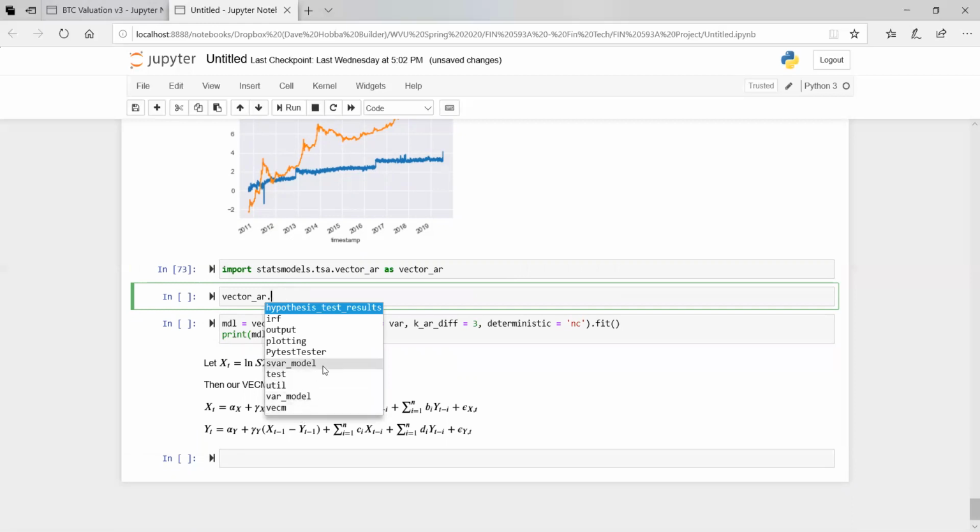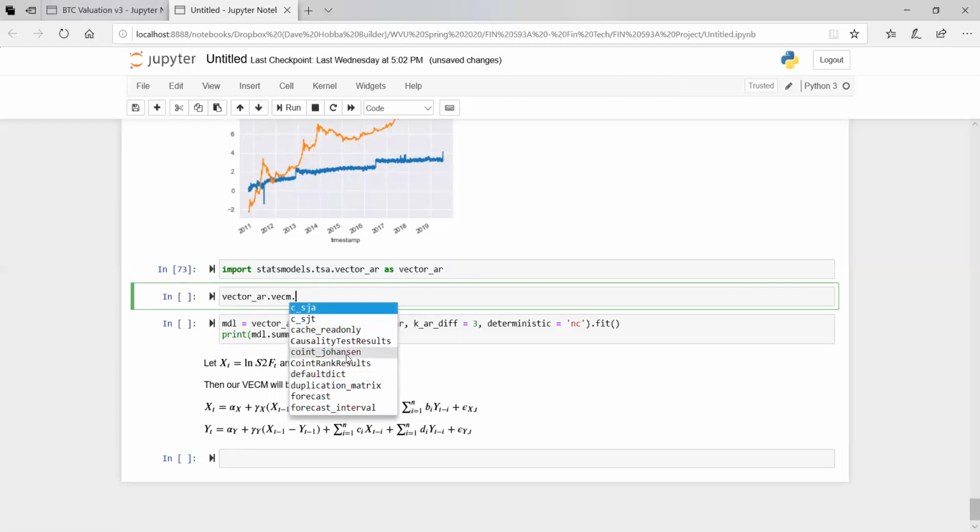We're going to do a vector error correction model, and here's just VAR, which would be a vector autoregressive model. But anyway, so we're going to create our model. So MDL for model is going to be equal to vector_AR.VECM. Then within VECM, if I do vector_AR.VECM, we still have other functions that we could do.